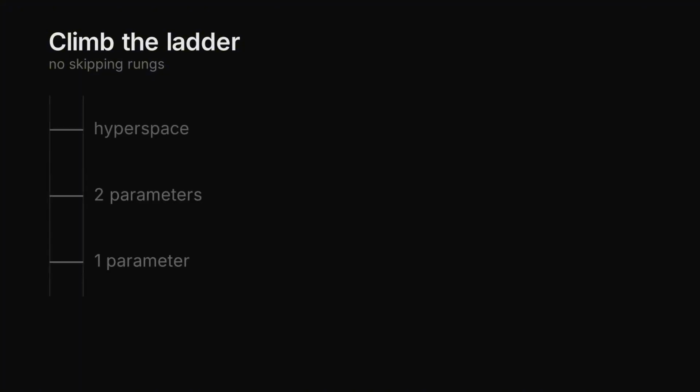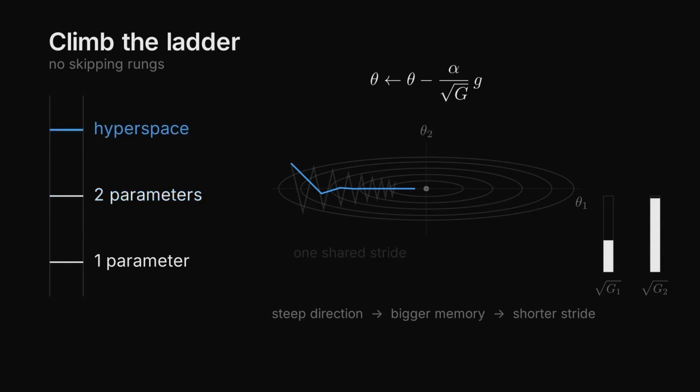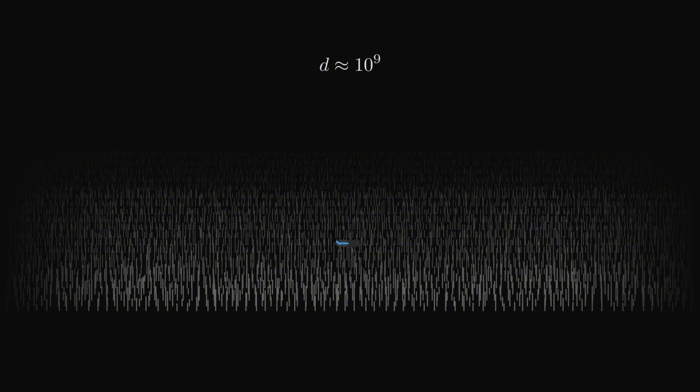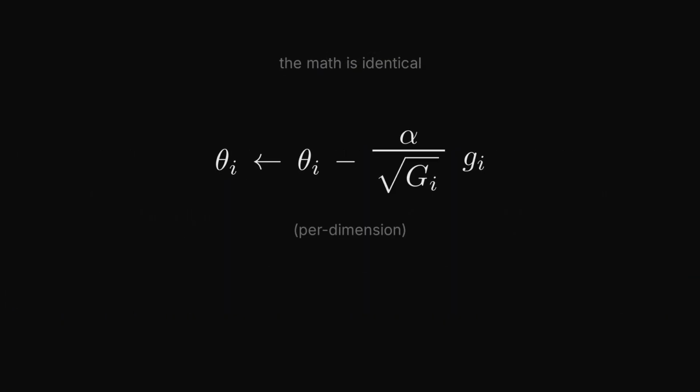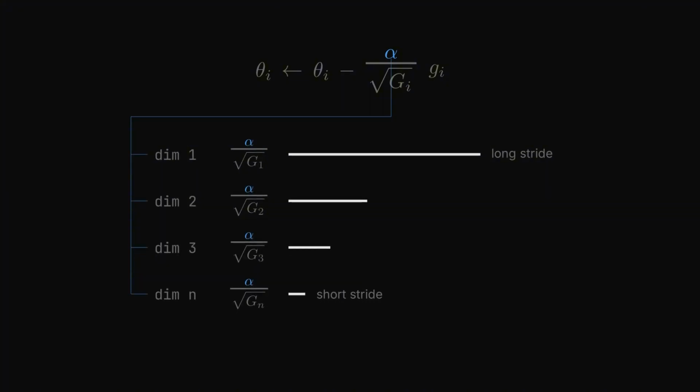Climb the ladder without skipping rungs. Start with one parameter, which we just did. Move to 2 parameters. That's exactly the ravine from before, now with the AdaGrad formula bolted on, then hyperspace. A real network has millions to billions of dimensions. Don't try to picture it, but the math is identical. Every dimension keeps its own memory, g for direction i, and gets its own brake, alpha over the square root of that g. Note the single alpha never leaves. It's a shared base that each dimension divides down for itself.